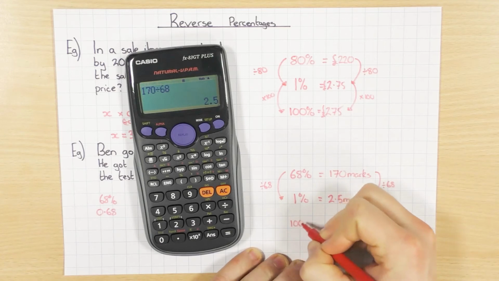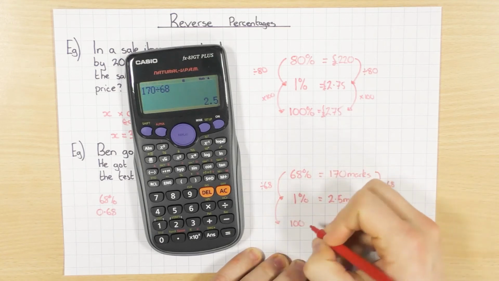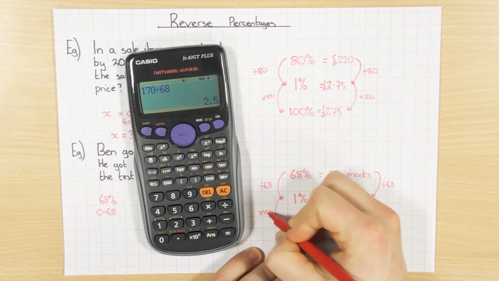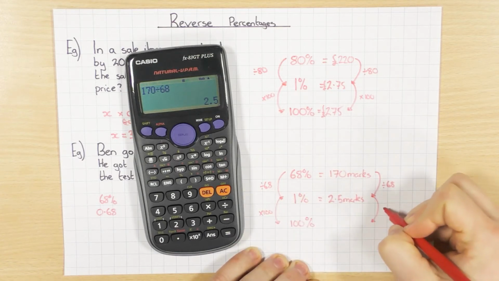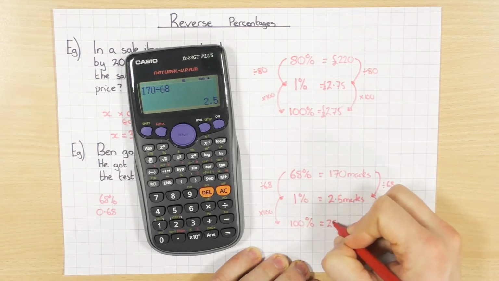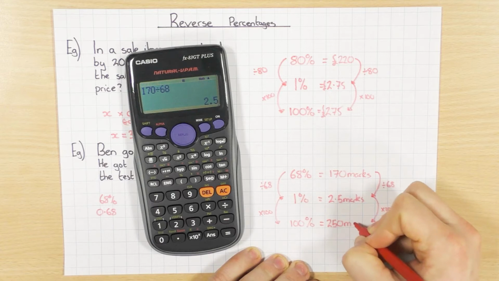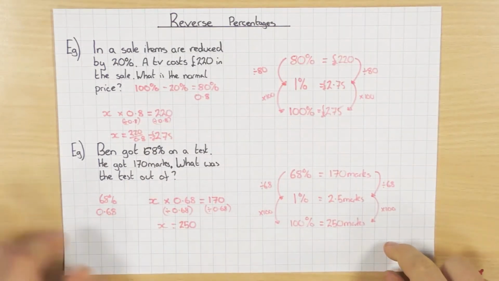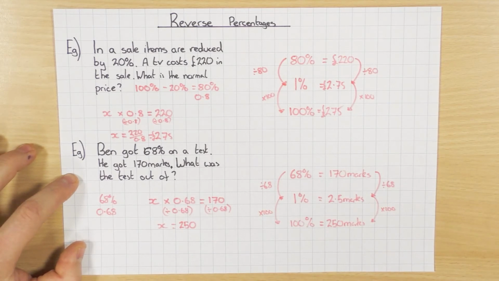And then obviously I don't want 1%, I want to get to 100% to work out what it's out of in total. So I times by 100, and I do the same thing here, times by 100, which will obviously be 250 marks. Okay, so again, two different ways, whichever way you prefer, use it.